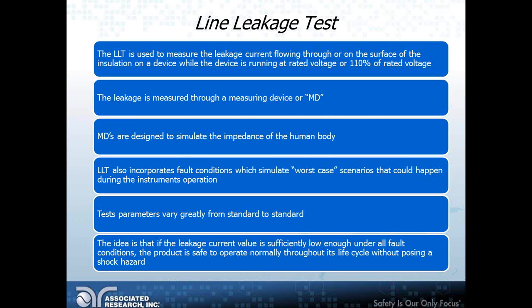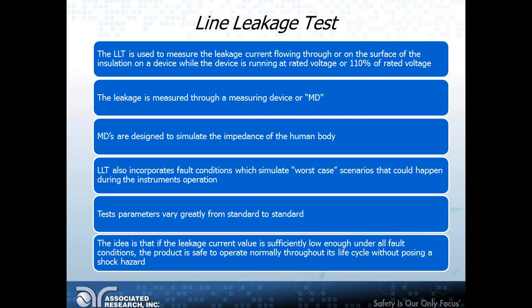Okay, so that was the insulation resistance test and how we can run a verification test on an IR tester. Next is the line leakage test. The line leakage test, just like the Hipot test, measures current flowing on the surface of the insulation on a device. However, the line leakage test differs in that this measurement is actually performed while the product is running at rated voltage, or maybe a high line condition of 110% of rated voltage, as specified by the standards.